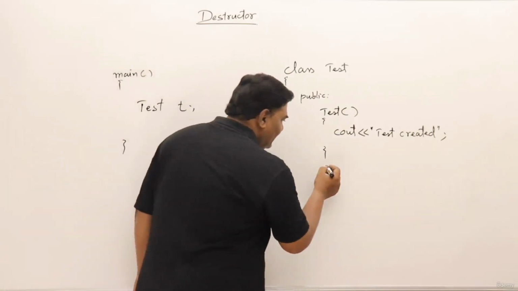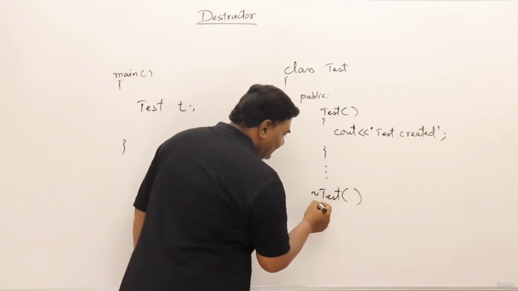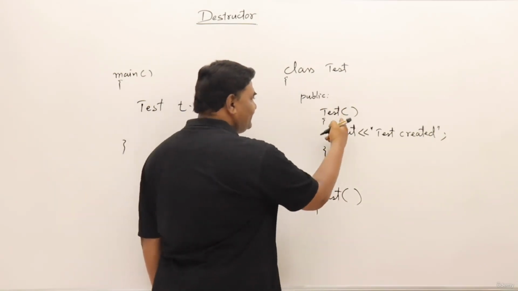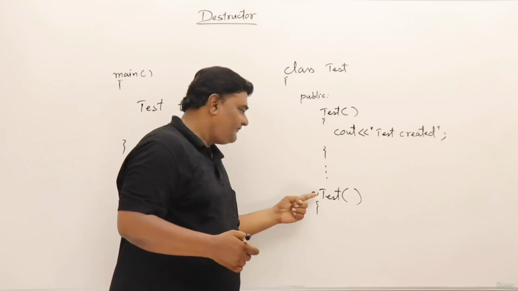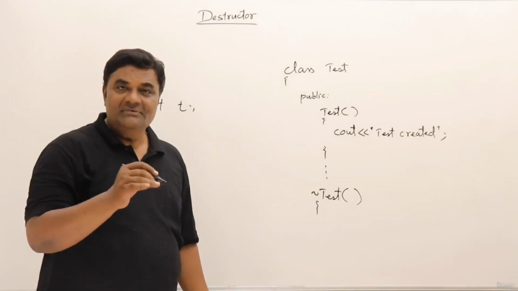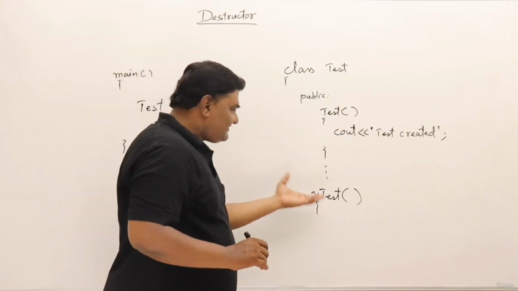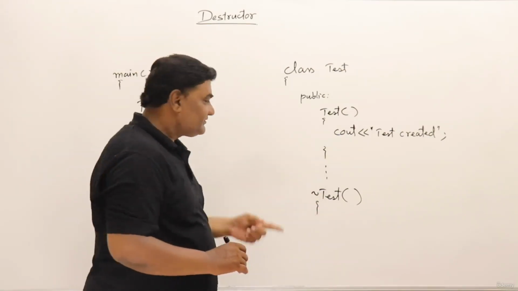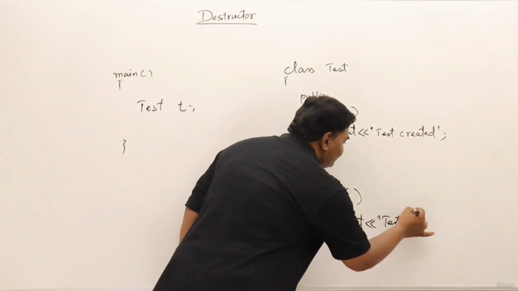Now next, apart from other functions, I can write one more function that is same as class name, just like constructor. Only the difference is here before the function name tilde is used, right? A symbol tilde is used. So this tilde resembles, it's a destructor. So inside this I will write a message that is cout test destroyed.